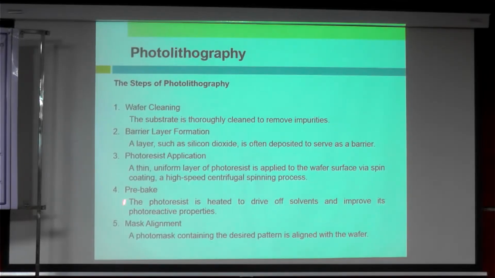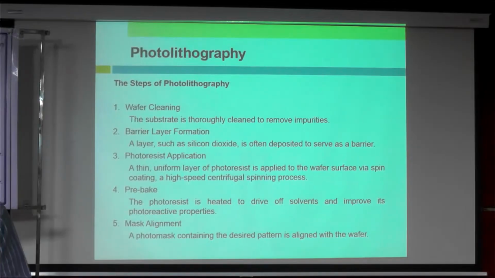That is a pre-baked process. Then go through the mask alignment. A photo mask containing the desired pattern is aligned with the wafer. So alignment is important. So the first process might not be that critical. If it's on the substrate itself, then the first alignment is just to make sure it's maybe at the center of the photoresist, the wafer, etc.